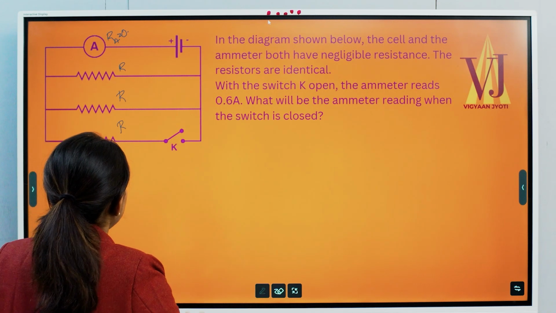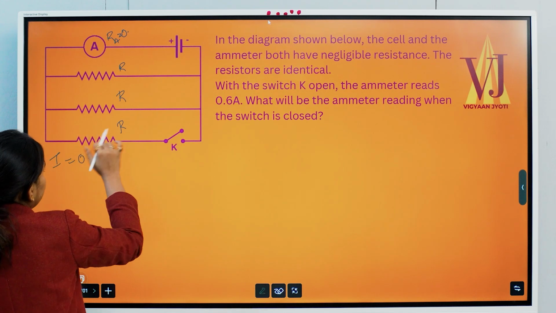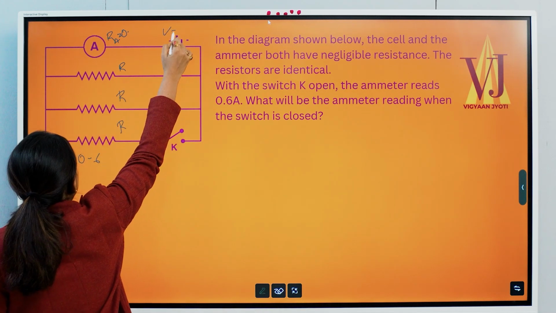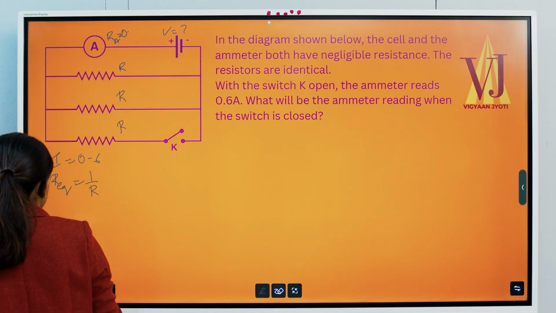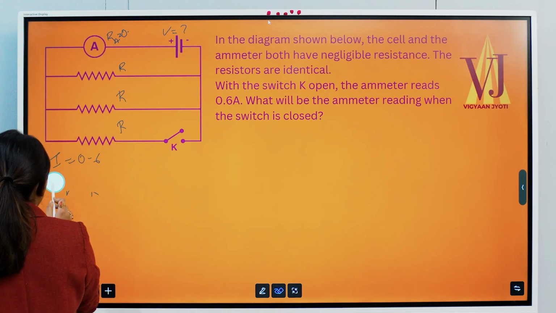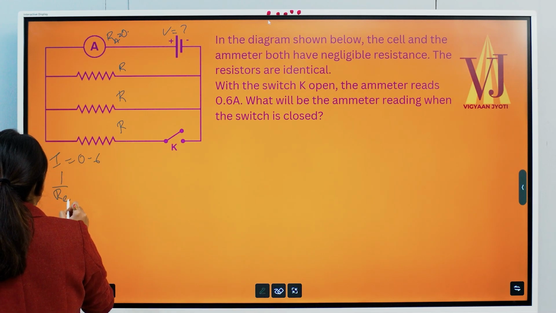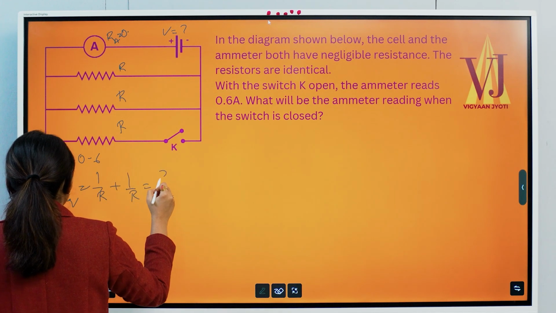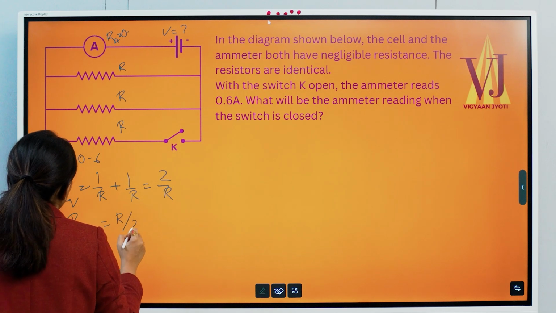That means my total current is how much? 0.6 ampere. Let's say this resistance is not present. Okay, and my voltage, I don't know what my voltage is, I'll find it out later. Now my overall resistance will be 1 by R plus 1 by R, which means 2 by R. That means my equivalent resistance will be R by 2.